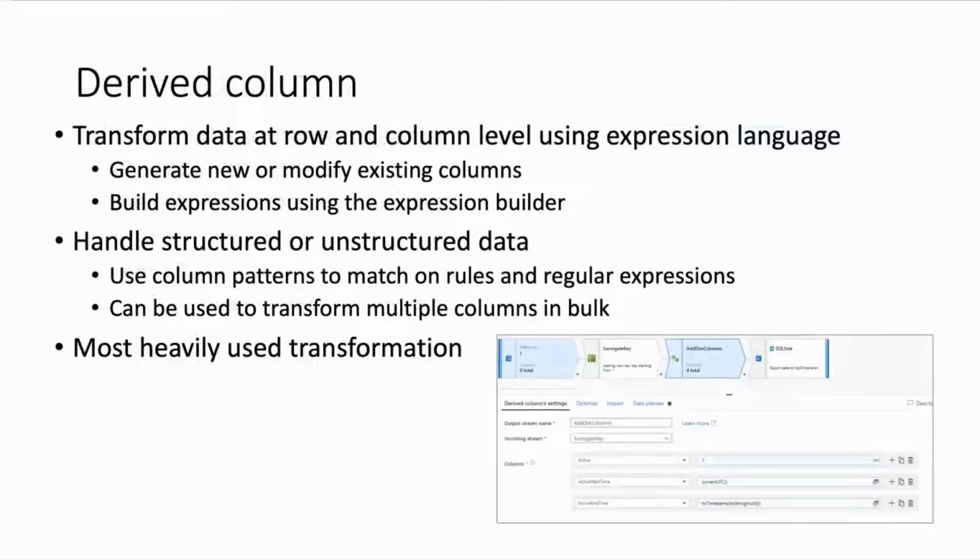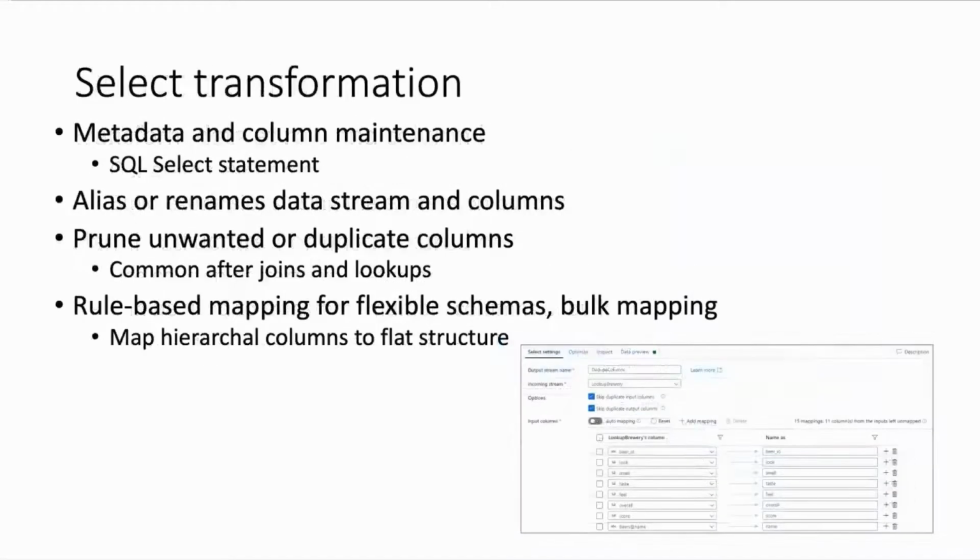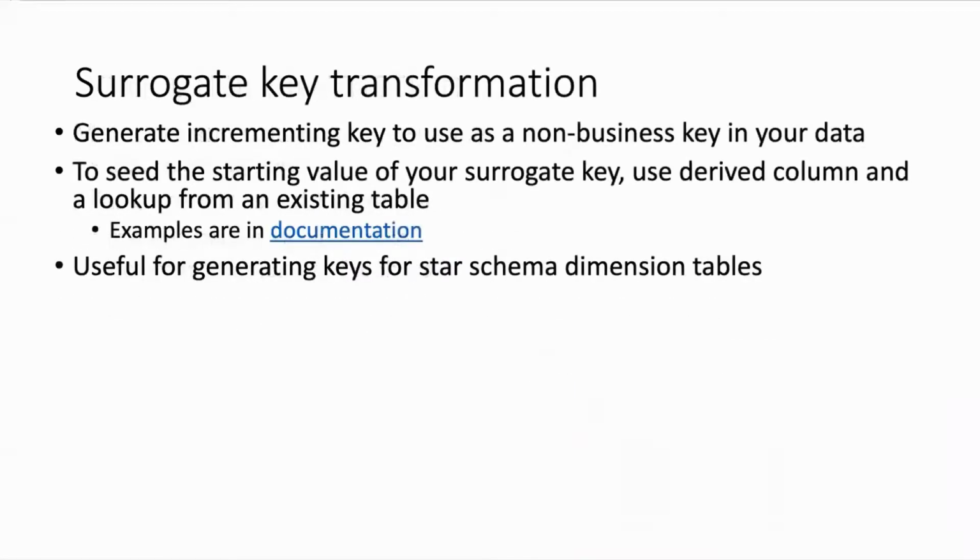Derived column, you can derive new columns. You saw in our example how we added a timestamp column and used a function to auto-generate that value. You can use derived columns from existing ones or create new ones. Select transformations, more like a SQL select statement. You can select certain values that you need. Surrogate key transformations generate an incrementing key to use as a non-business key in your data. It will always increment those values and so on.